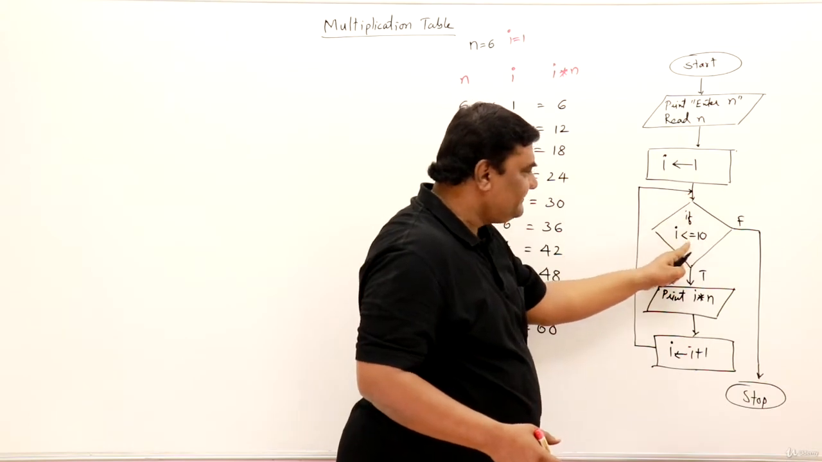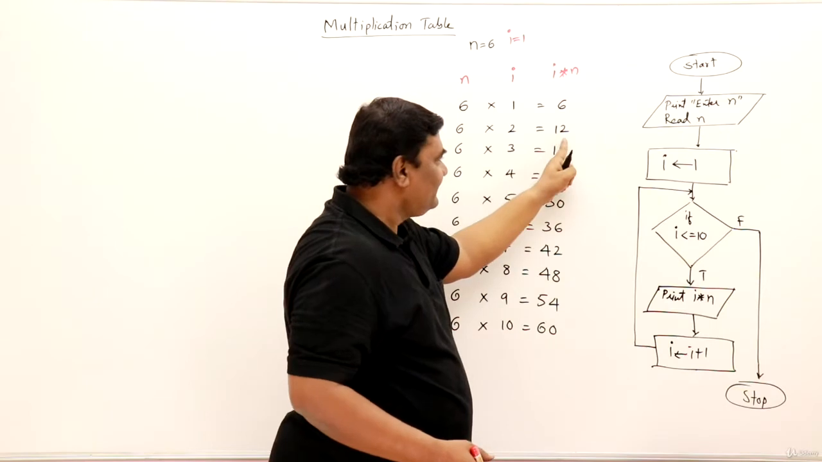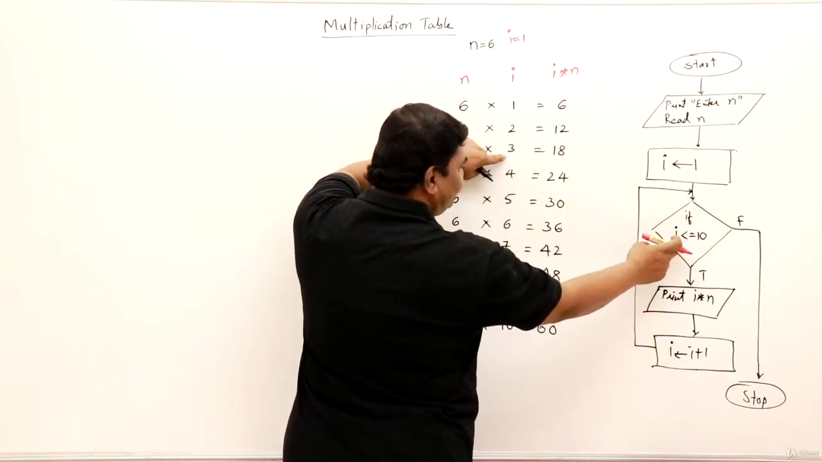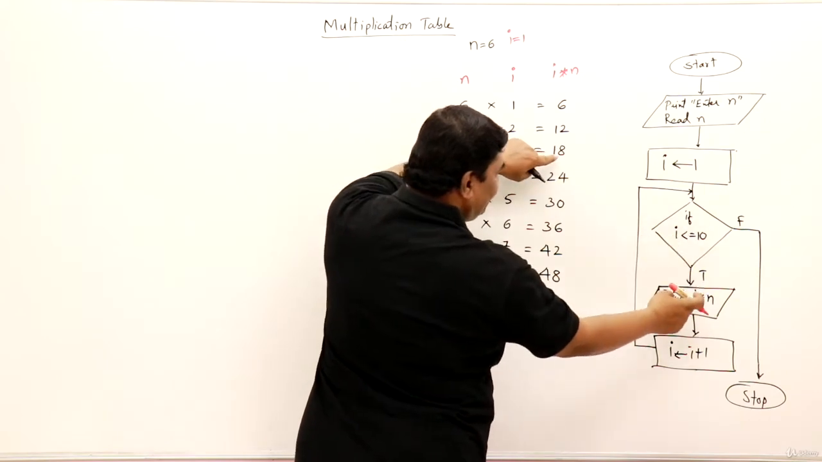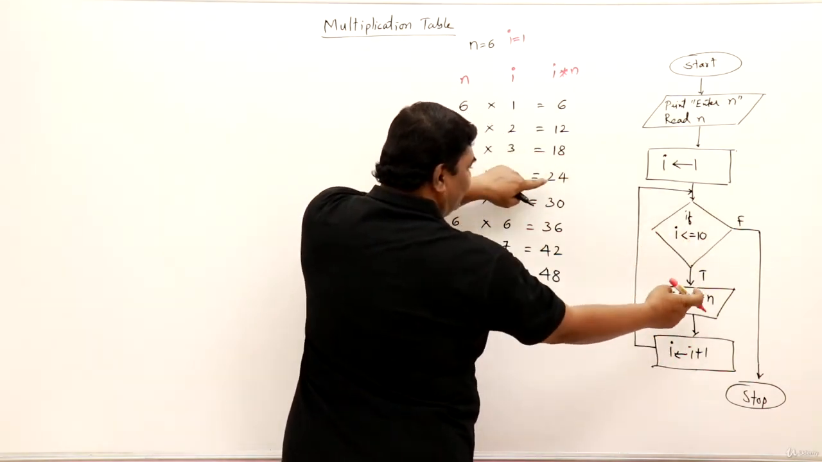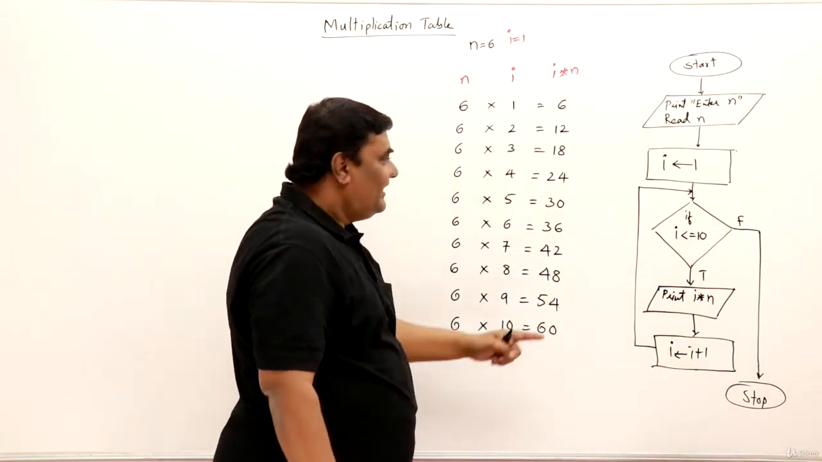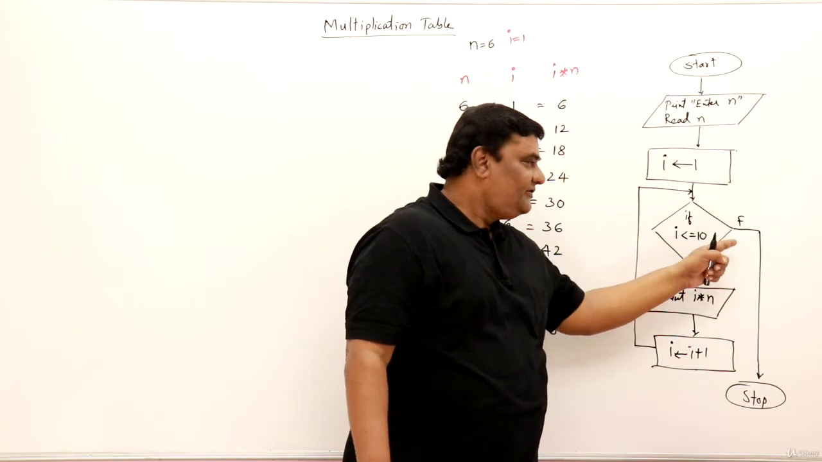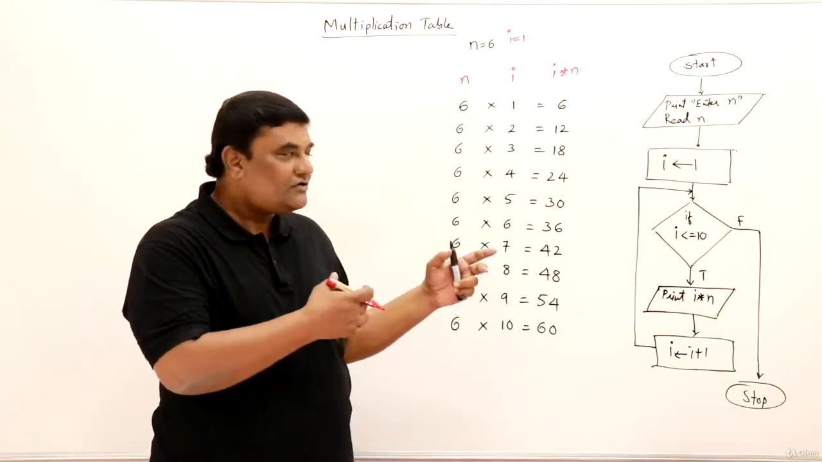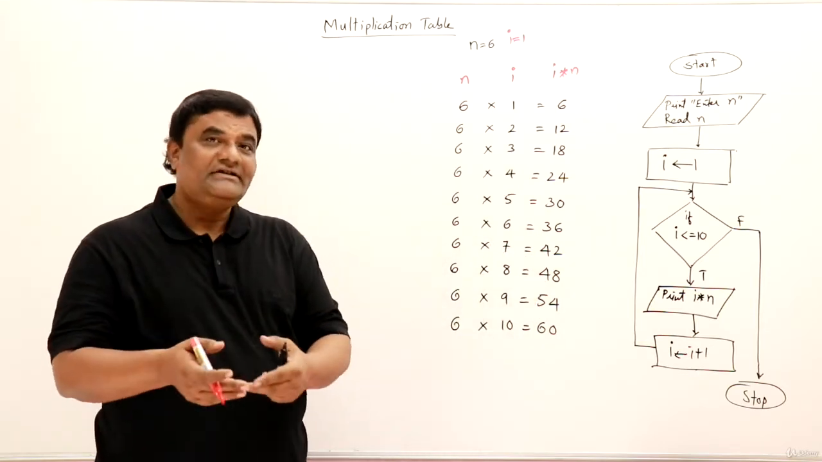Again check the condition. It's less than 10, right? Then again multiply. Get the result. Then I assign i plus 1. So i becomes 3. Then check it's less than 10. Yes. Then multiply it. Then i becomes 4. It's less than 10. Multiply. i becomes 5. So this is how it will be repeating. And when i is not less than or equal to 10, that is false, it will stop. So I have already drawn a flow chart based on this working. Now let us convert this into a program.